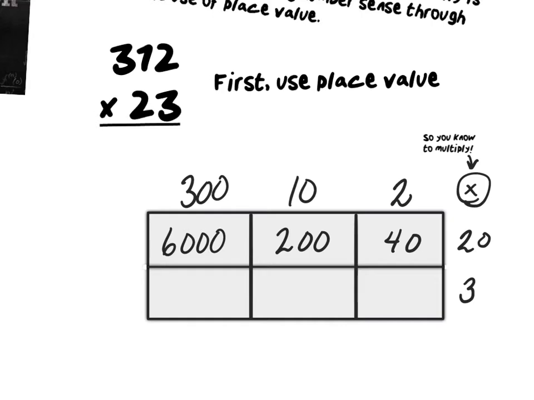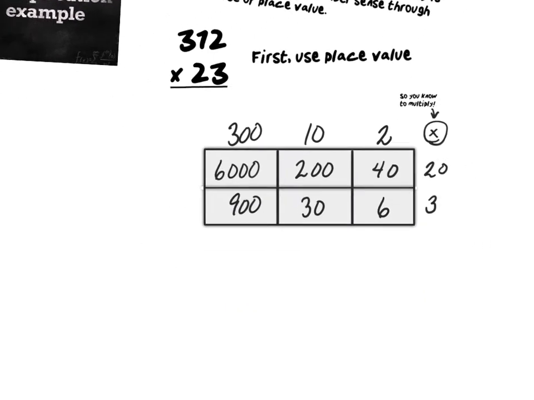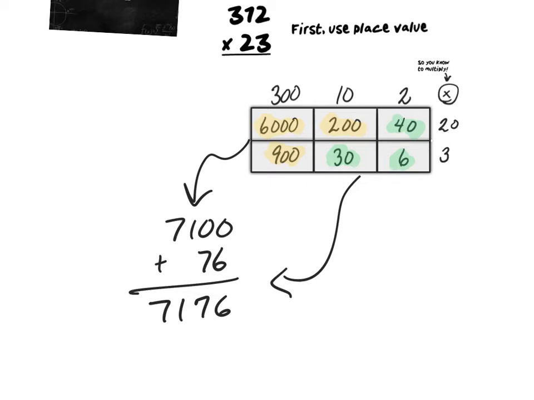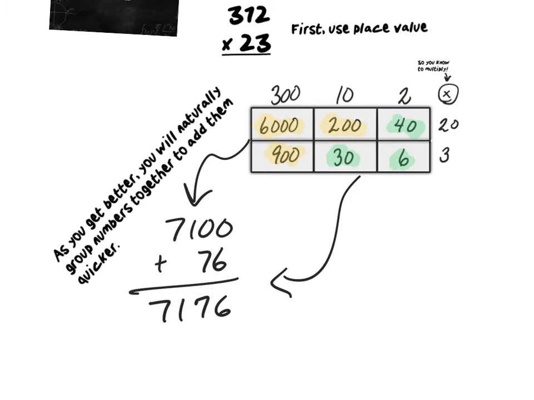Now we're going to do it again. Now we're going to go to the bottom row. 300 times 3 is 900. 10 times 3 is 30. And 2 times 3 is 6. At this point, you can add all six numbers up and you'll get your total. As you get more comfortable with this process, you will naturally begin to gather numbers together so that you can add much quicker.